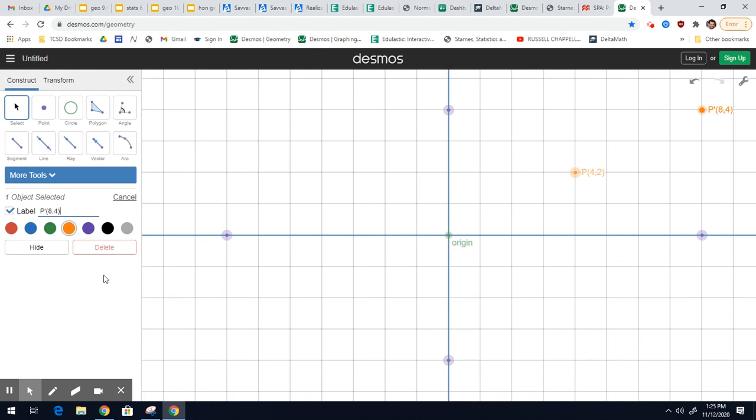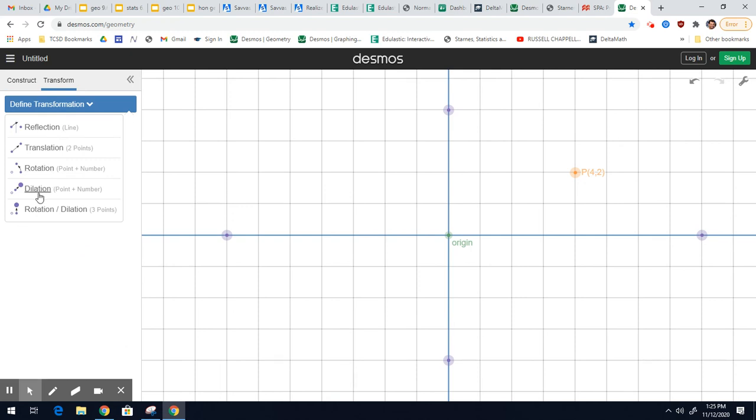All right, now that was an enlargement. Our point got farther away. Let's do a reduction now. Okay, so let's define another dilation, origin, and now let's do 0.5. I didn't like 1/2, sorry. Okay, so we're going to click on point P. We're going to apply this, and boom, look, it got closer to the origin.